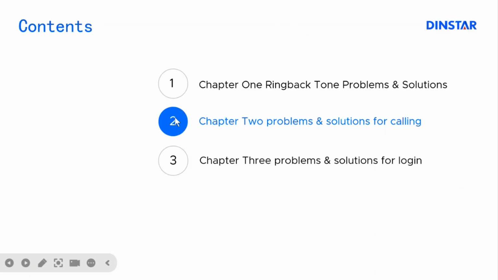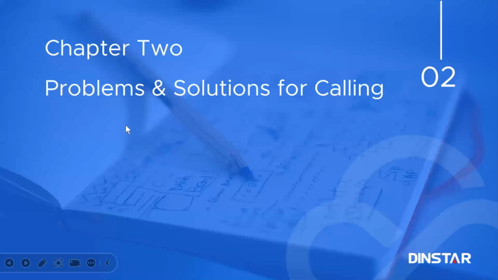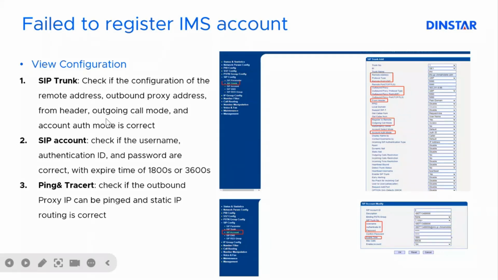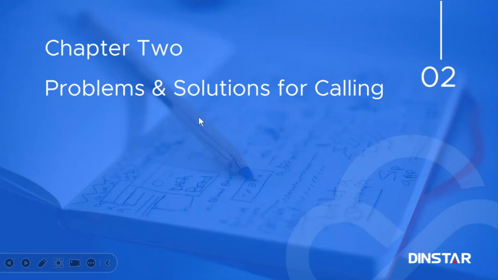Okay, let's move to chapter 2. Chapter 2 will focus on common core failures, including IMS registration failures, E1 port abnormalities, PRI and SS7 link faults, and signaling core exceptions.